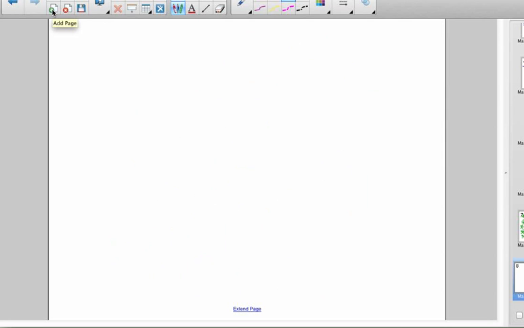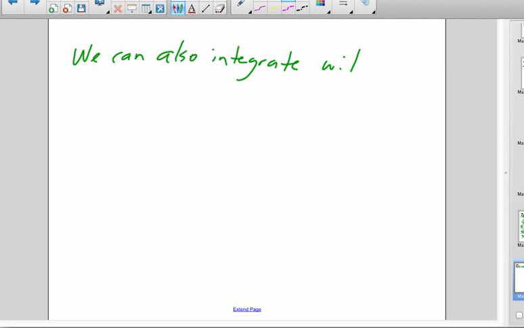Because we can also integrate. Now, the previous two examples I integrated with respect to x, but we can also integrate with respect to y. And this problem is going to show you why you might want to do that.